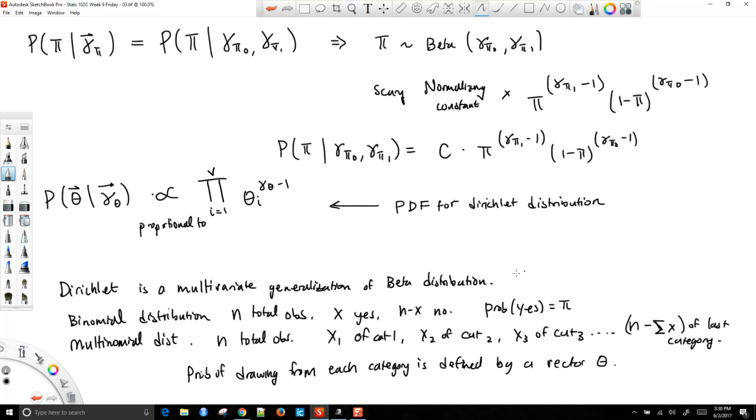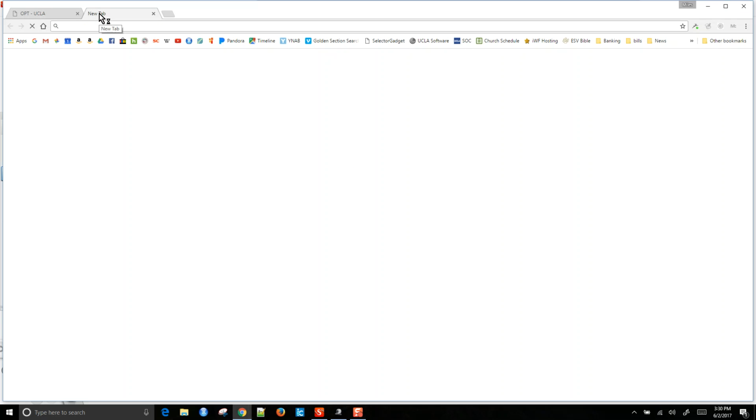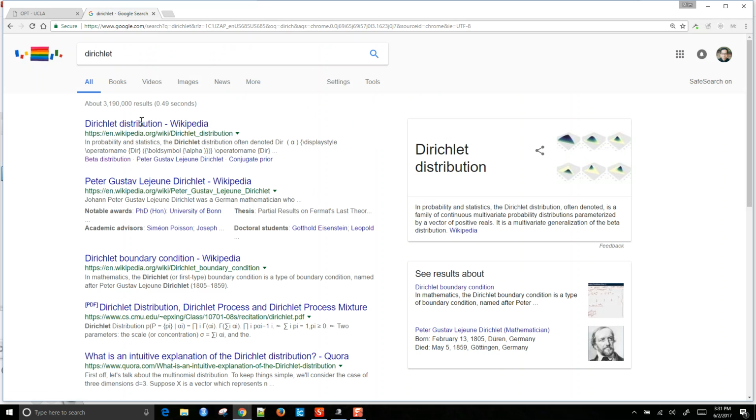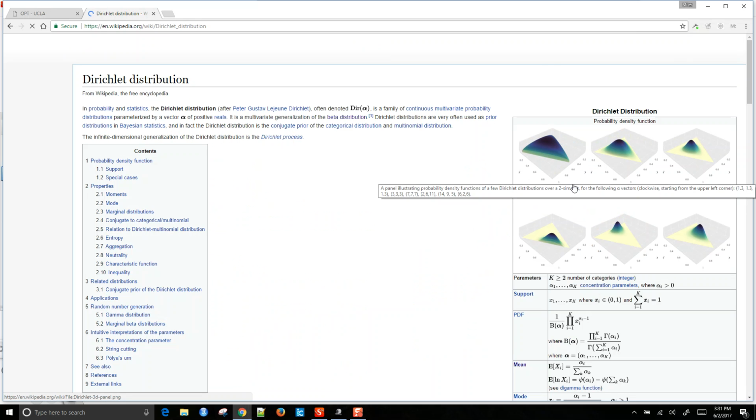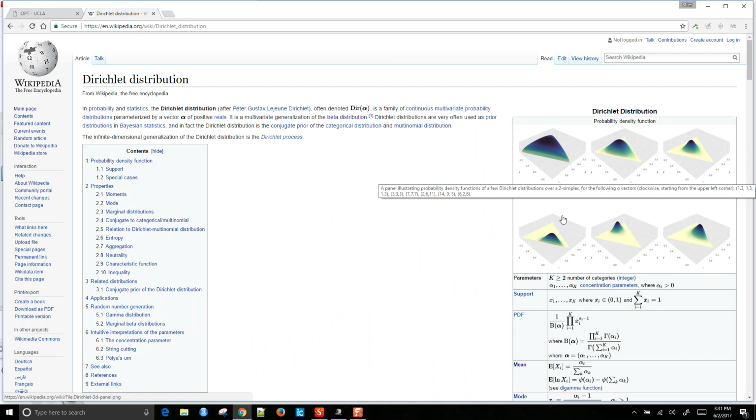Likewise, for the binomial, we can say pi comes from a beta distribution, and beta goes from 0 to 1, and it has some shape, maybe like this or maybe like this, saying that some of these values are more or less likely. Theta, if we have it, is multidimensional. Here is a picture of a three-dimensional Dirichlet distribution.